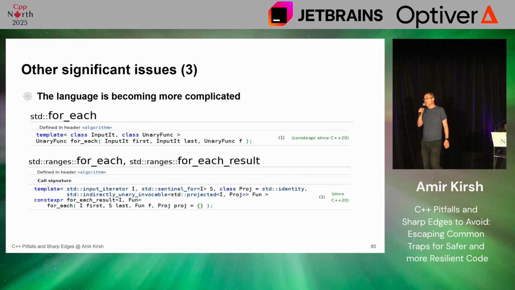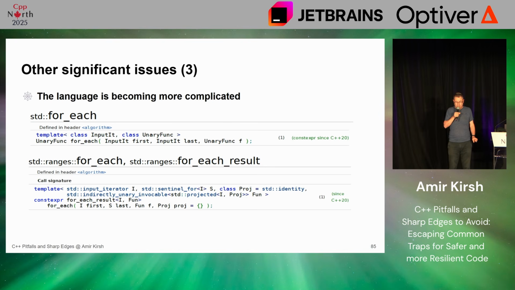Let's take the for_each algorithm and see its signature, the one that comes before ranges, okay? The signature is an input iterator and a unary function. So I get input iterator first, input iterator last, and a unary function, right? Do you understand? The first one is quite simple. I can show it to students, I can explain the signature of the first function. The second one is a much better signature, but much harder to follow and explain.